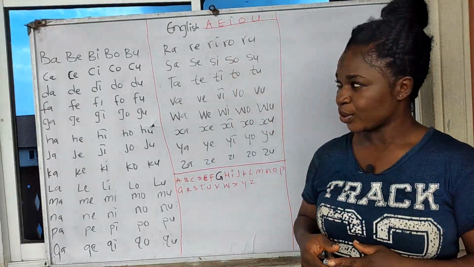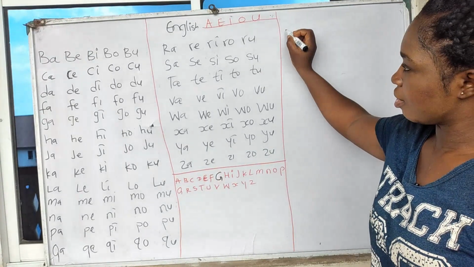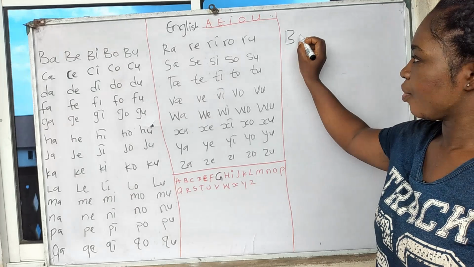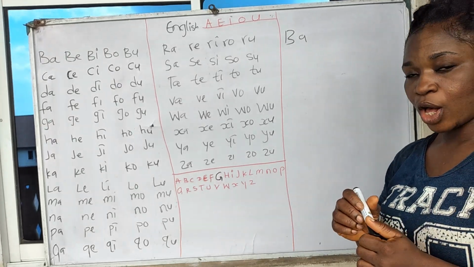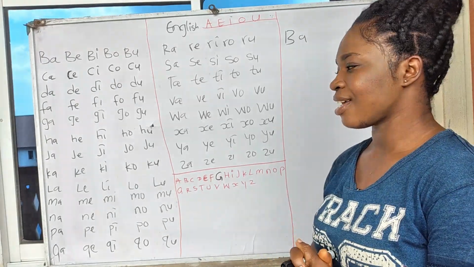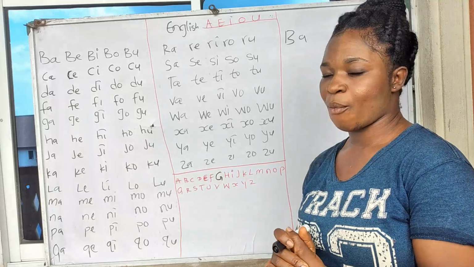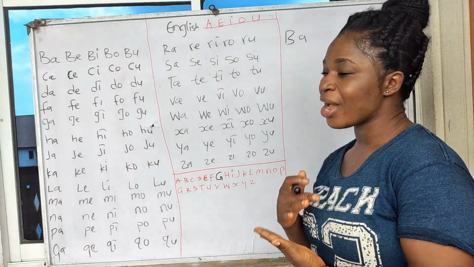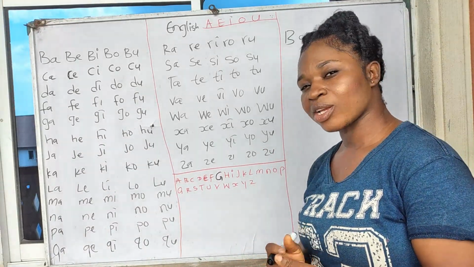Now let's move on. I'm going to start with the very first letter combination. We have the BA, which we call the bar sound. English sounds are organized to form a word. Every word you see today in English language is organized.